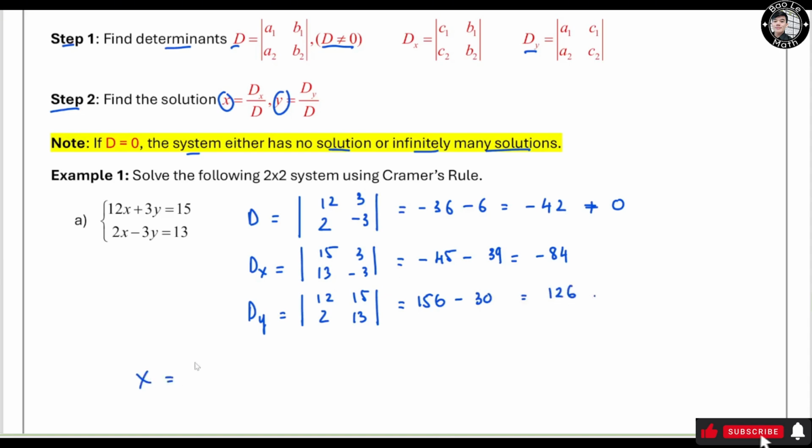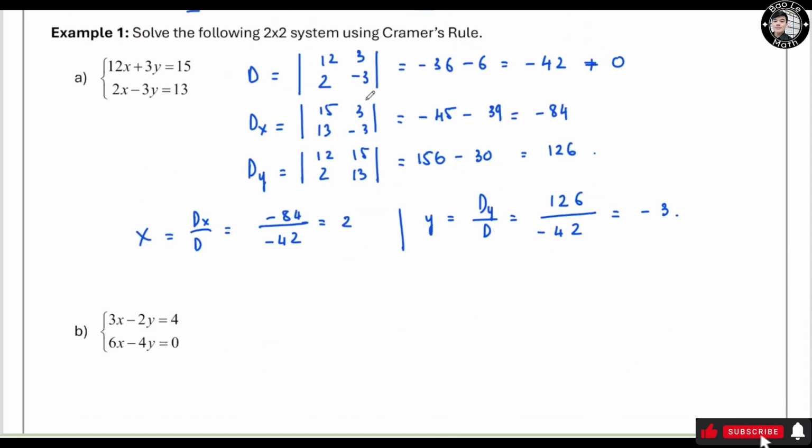Now x equals Dx over D, right? So it's negative 84 divided by negative 42. So it's 2, right? y equals Dy over D. It's going to be 126 divided by negative 42. It's going to be negative 3, right? So the final solution is 2, negative 3.